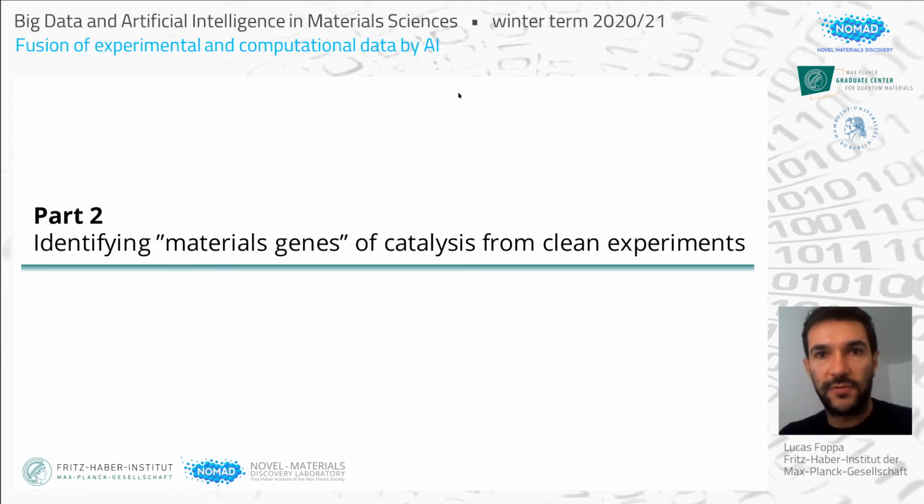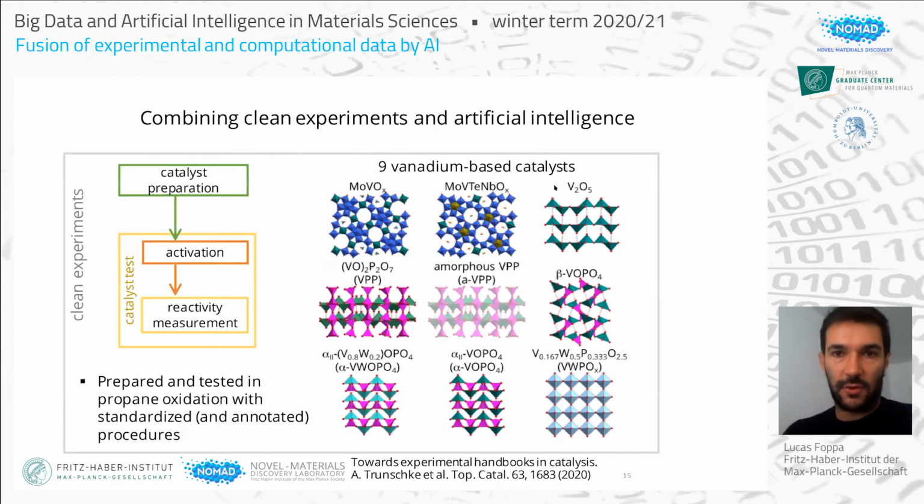Okay, if this is not the case, I will continue to part two and discuss these material genes of catalysis and what that means exactly. In this work, we would like to address finding these relationships between performance, materials properties, and reaction conditions. One of the approaches we propose here is to combine clean experiments and artificial intelligence. So this is what we would like to do here.